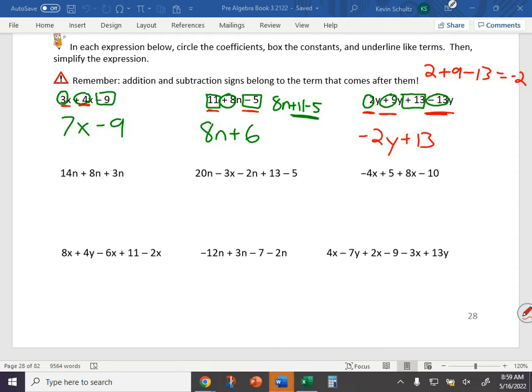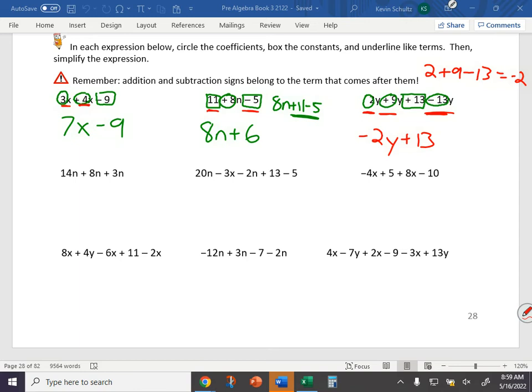Okay. There's more, but we'll cover that tomorrow. Your homework, and you have 15 minutes. Let's play the number game tomorrow, folks. It's been a long time. You have 15 minutes. Finish the rest of this page, page 28. There are 6 of them to do. Make sure you are circling the coefficients, boxing the constants, underlining like terms, and then simplify.